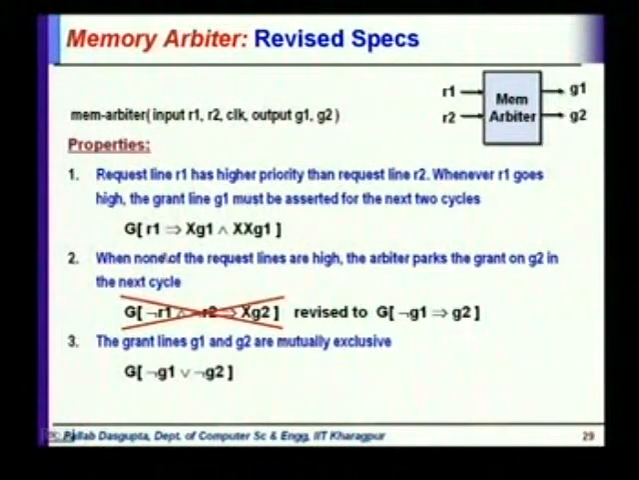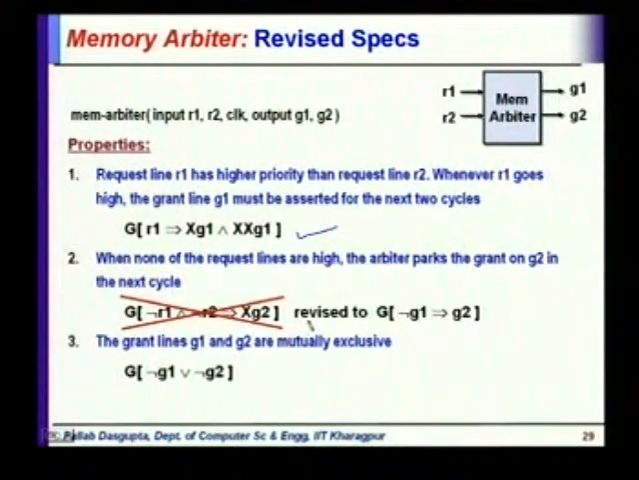Now, where was the problem? This was fine. This is what we actually want, that whenever the request line is high, grant must be high for the next two cycles. No questions asked about that. The second one said that when both are low, then in the next cycle G2 should be high. We want this to happen when it is not already committed to give G1. The problem there was that we had R1 true in one cycle, and in the next to next cycle we were already committed to asserting G1, but then this one forced us to also assert G2.